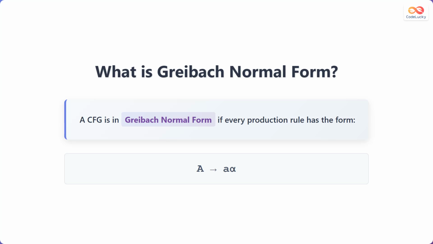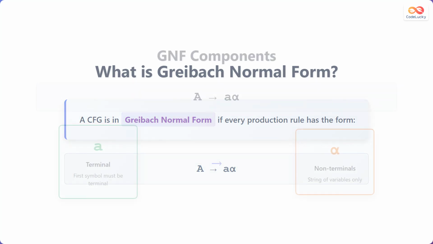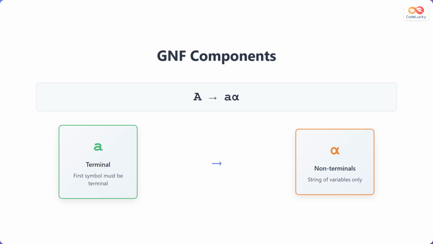Let's break down what this means in detail. In the expression A derives a alpha, a represents a terminal symbol. This means that the first symbol in the production must be a terminal. Alpha represents a string of non-terminals, also known as variables. This means alpha can be any combination of variables, but it cannot contain any terminals. So the key takeaway is that in Greibach Normal Form, every production must start with a terminal symbol, followed by 0 or more non-terminal symbols.